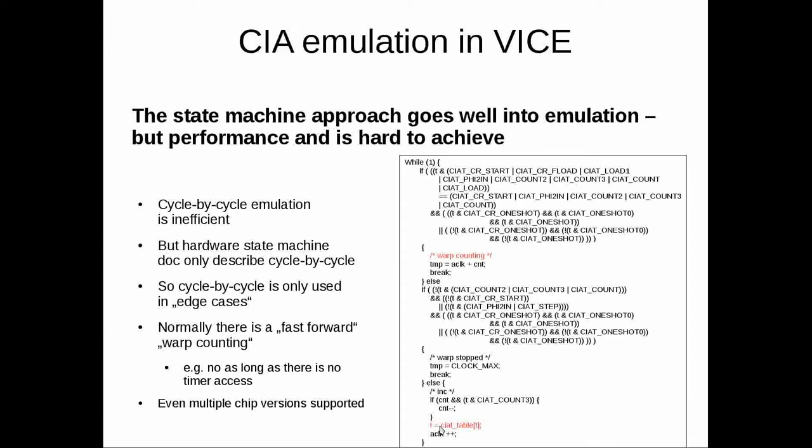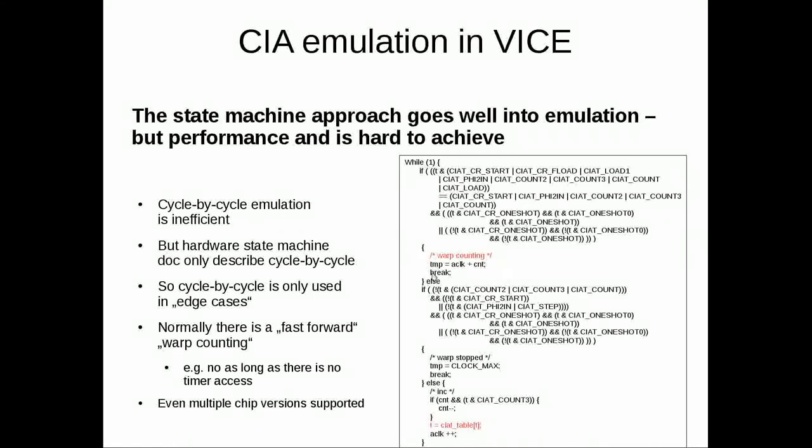But we know that there are certain conditions under which we can do shortcuts. Because we don't call the CIA timer every clock cycle. We only call it and update it to the current clock value when we need it. So when we start the timer, we know in the next n clock cycles we don't do much except count the timer, and that's it. And there's not much state changes in between. So we can do that as a warp count. We just add that. You can see that in the warp counting section.